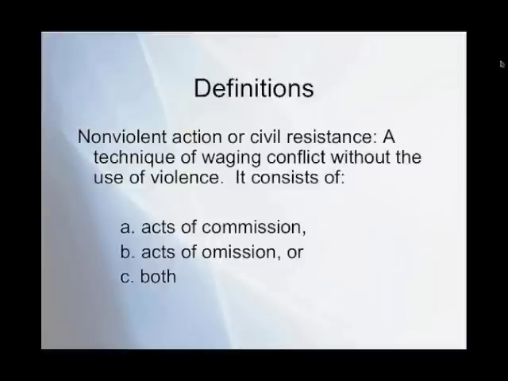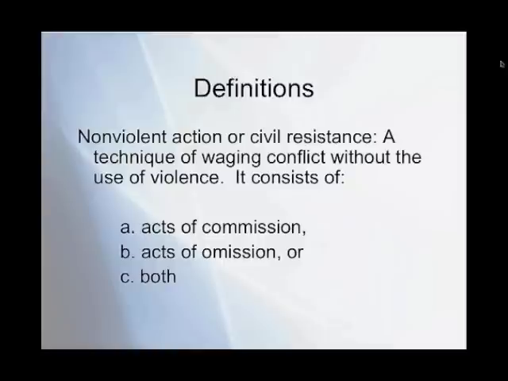Sharp defines nonviolent action as the technique of waging conflict without the use of violence, and it consists of 3 kinds of acts. The first kind of act is acts of commission. This means that people engaging in nonviolent resistance may do things that they're not supposed to do, not expected to do, or are forbidden by law from doing. So, for example, nonviolent resisters may rally, they may hold a march, they may choose to defy certain laws through civil disobedience. They may violate censorship and speak out.